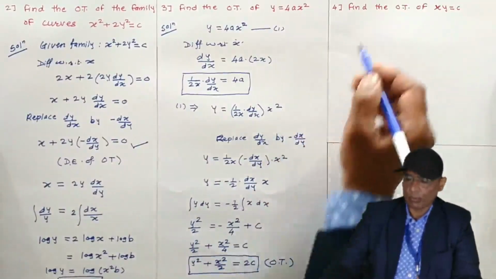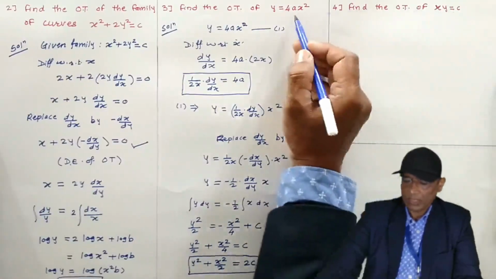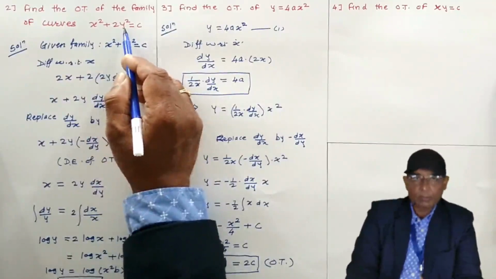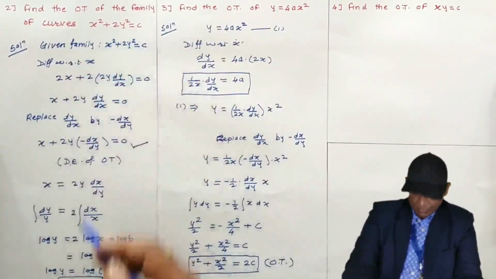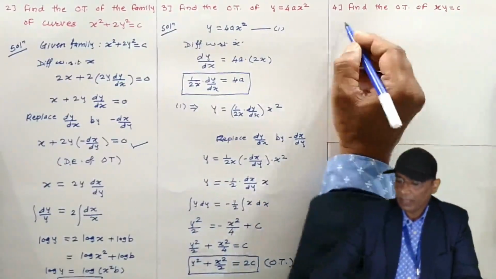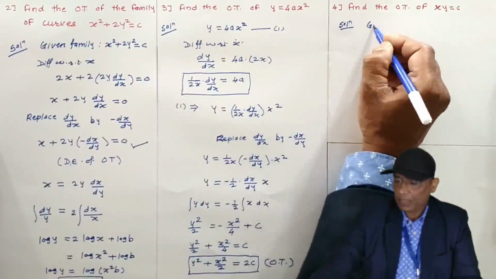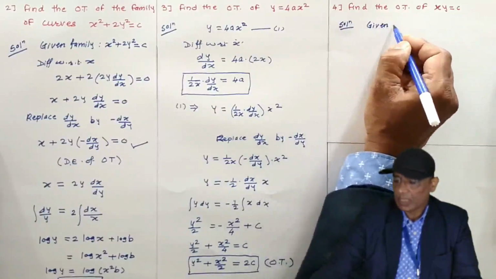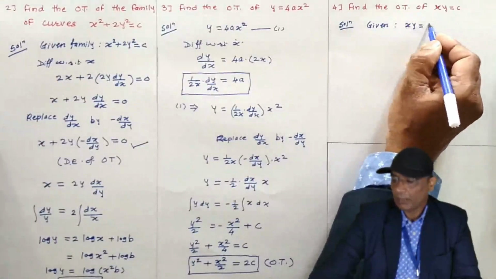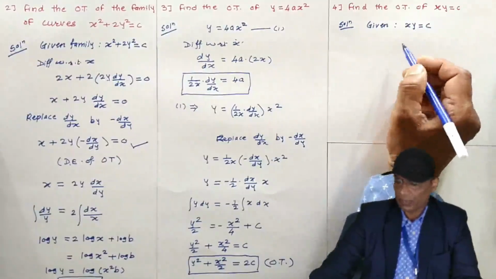Is it? Next problem. Find the orthogonal trajectory of xy equal to c. This is the parabola, this is the equation of ellipse, and this is again parabola. Now we are going to find out the orthogonal trajectory of the given family of curves. And what is the given family of curves? It is a rectangular hyperbola. This is the equation of rectangular hyperbola, but no need to draw the figure.